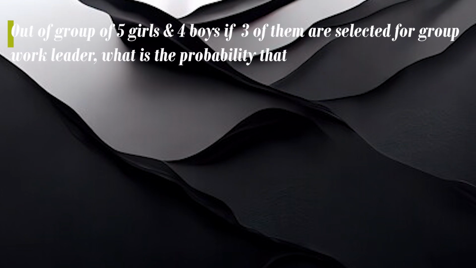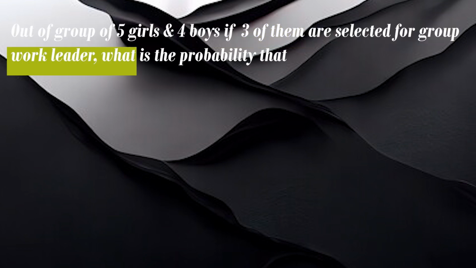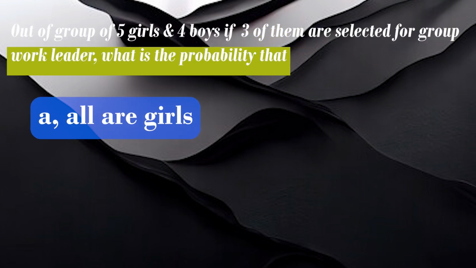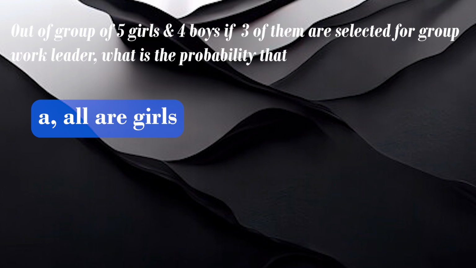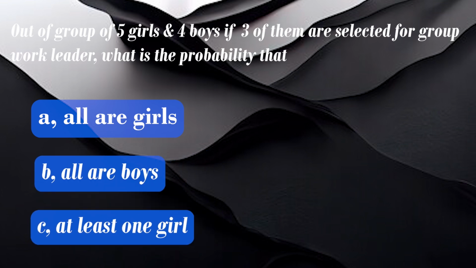Out of a group of 5 girls and 4 boys, if 3 of them are selected for group work leader, what is the probability that A, all are girls, B, all are boys, C, at least one is a girl?